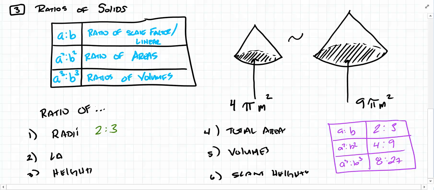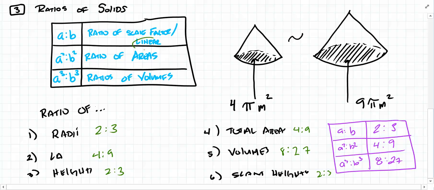Ratio of their heights? 2 to 3. Very good. Ratio of their total areas? 4 to 9. Ratio of their volumes? 8 to 27. I love it. And finally, their slant heights would be what? 2 to 3. Now, do you understand what I mean by linear stuff and scale factor?